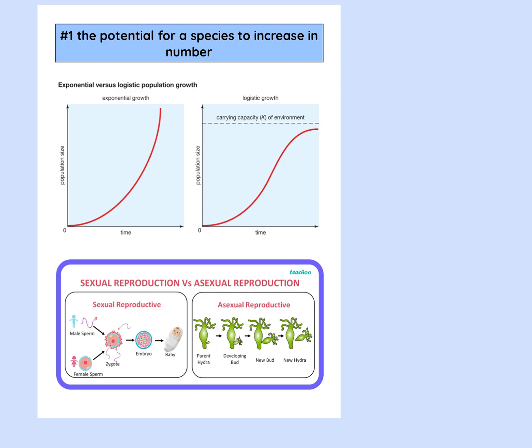All right, so the first factor or condition that has to be true in order for evolution to take place is that the potential for a species to increase in number must exist. So all this means is that the species is able to reproduce and the population is able to grow.